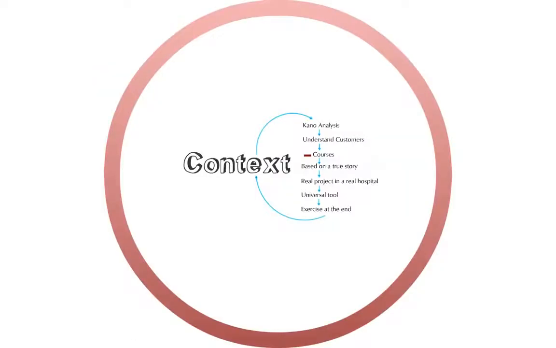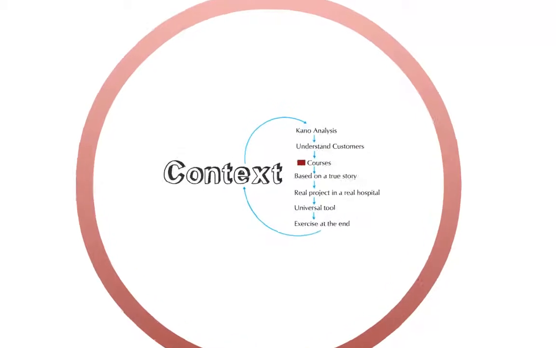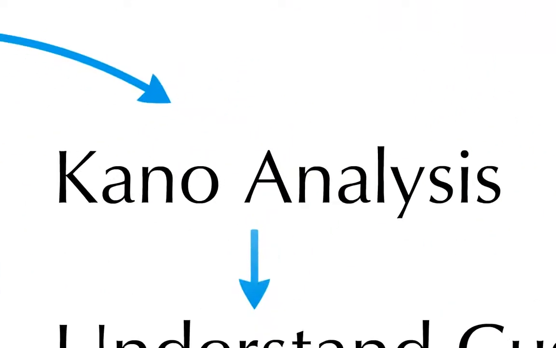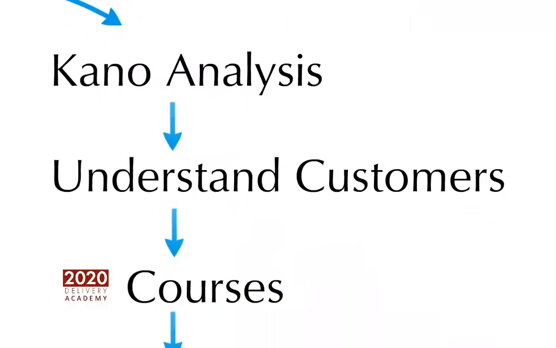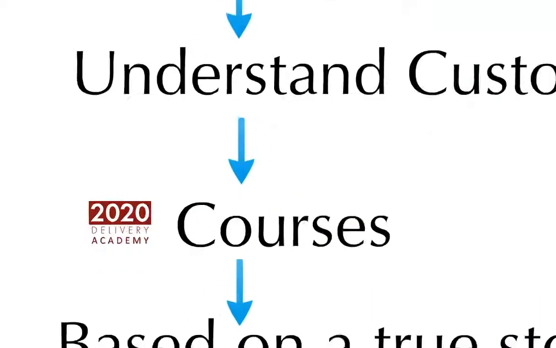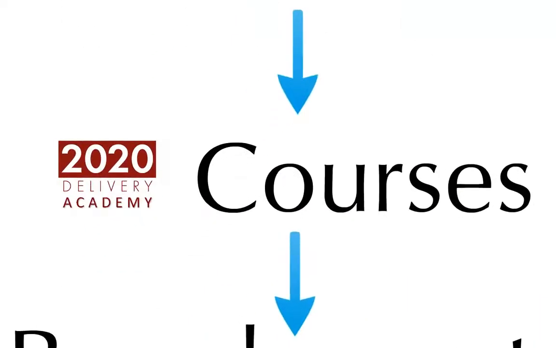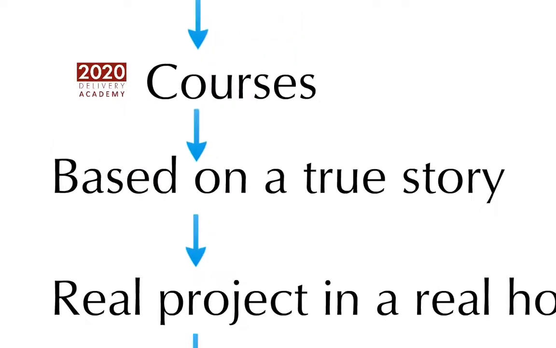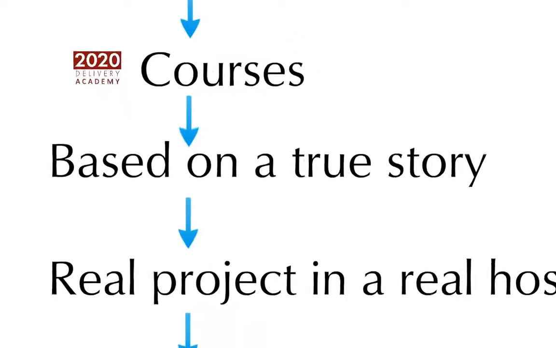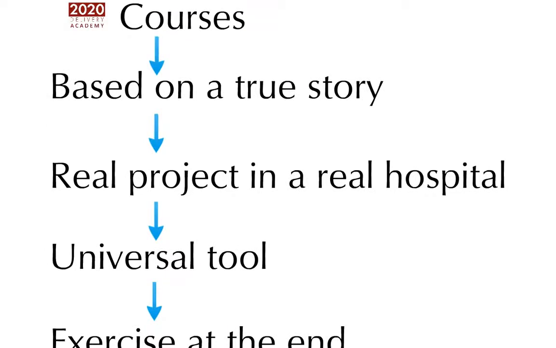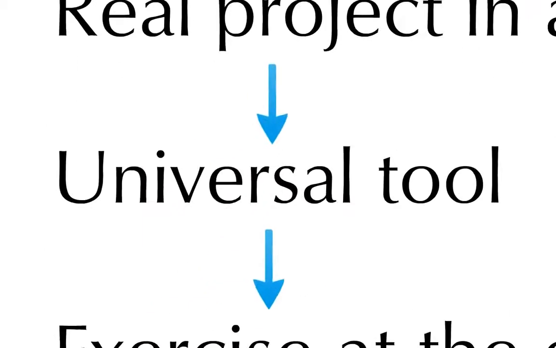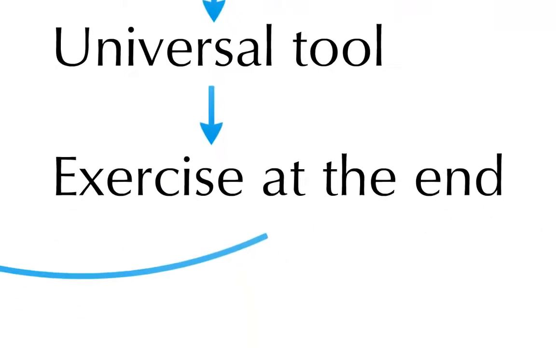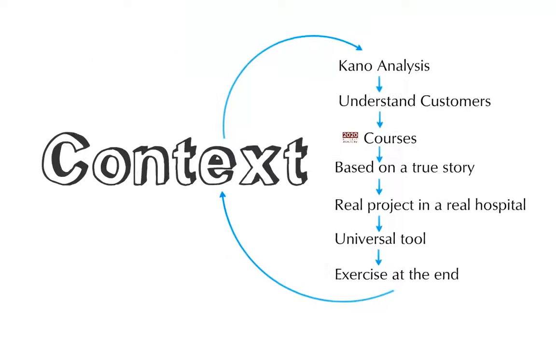This is a lesson to learn about Kano Analysis. Kano Analysis is a tool you can use to understand customers. This is one of the 2020 Delivery Academy courses. This is based on a true story. It's from a real project in a real hospital. And even though it's used in a hospital, it's a universal tool. And there's the exercise at the end of the module if you want to work it out yourself. So let's get into it.